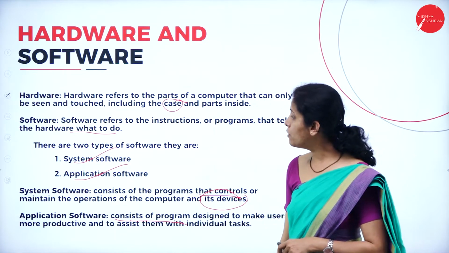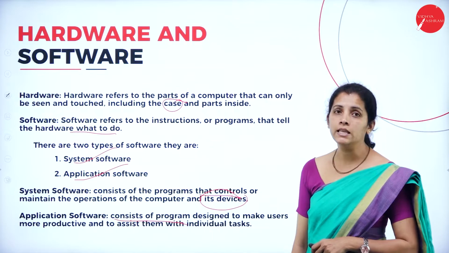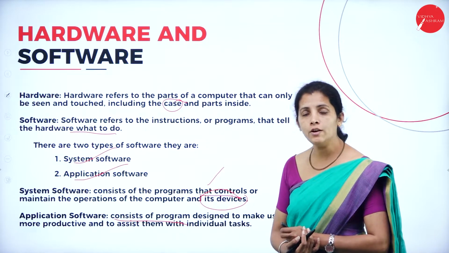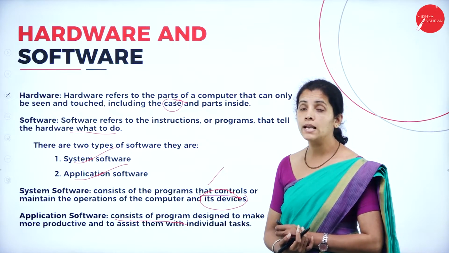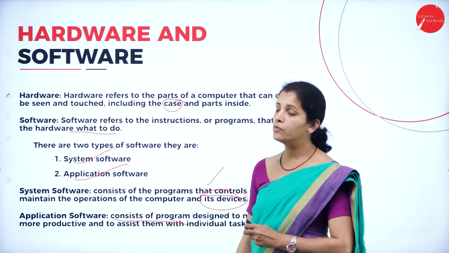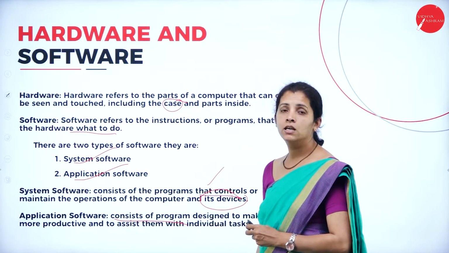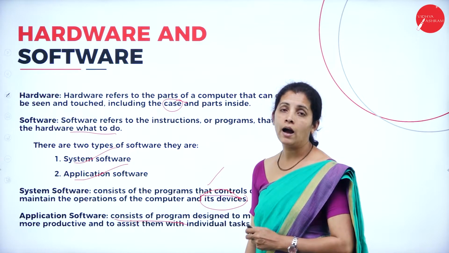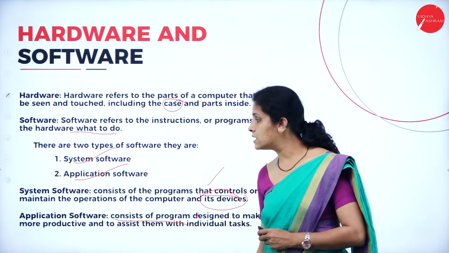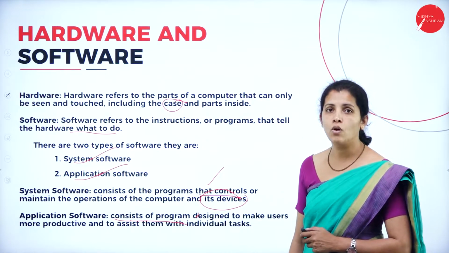And examples for system software are all the language translators, all the operating systems as well as utility software. Whereas Nudi, Baraha, MS Office toolkit, all these things are examples for application software.